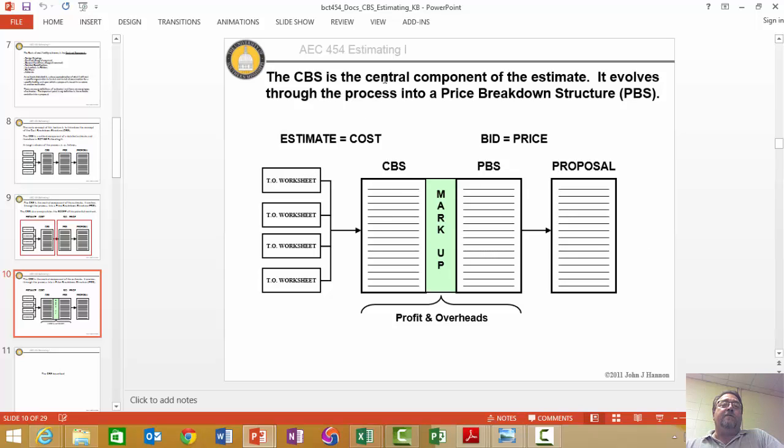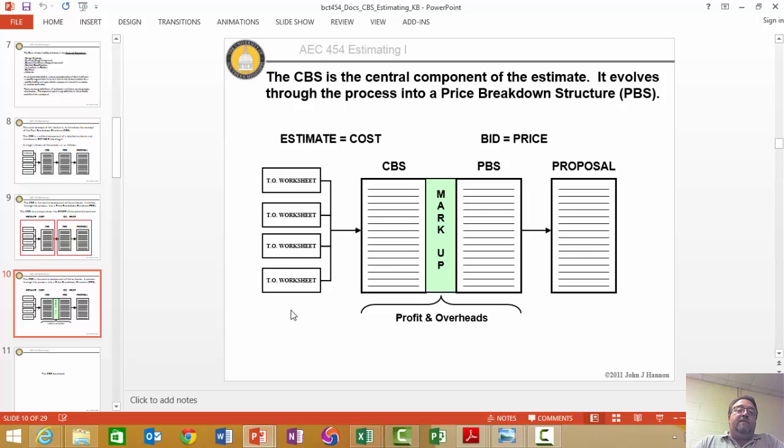Now, again, this was from another class. We were using Excel, and at least then, the emphasis on Estimating 1 was on quantity takeoff. So we did a lot of repetitive quantity takeoff using spreadsheets to do a lot of it. And so those can feed into your work breakdown structure or cost breakdown structure quantities. That's why these are over here.